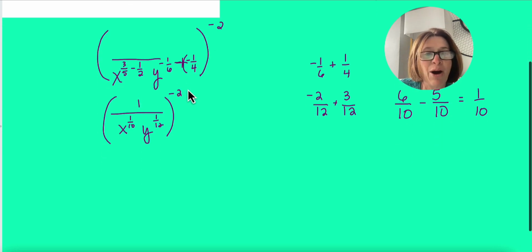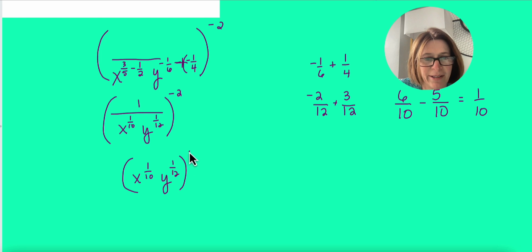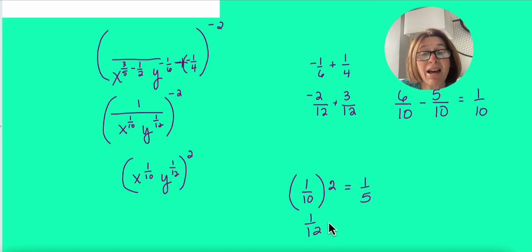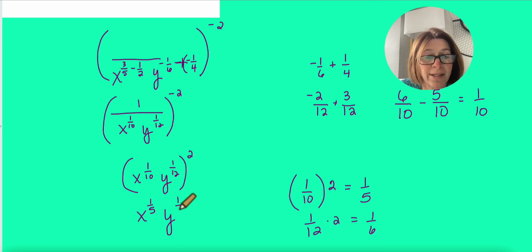Now I have this outer exponent of negative 2. So I would flip and make it positive. So that would give me x to the 1/10, y to the 1/12, squared. So power to a power, multiply them. 1/10 times 2 is 1/5, and 1/12 times 2 is 1/6. So x to the 1/5, y to the 1/6.